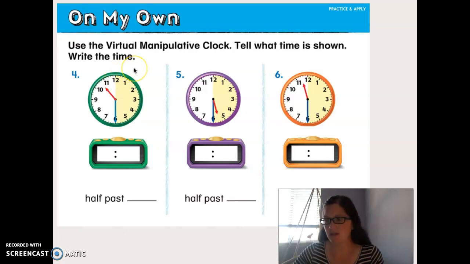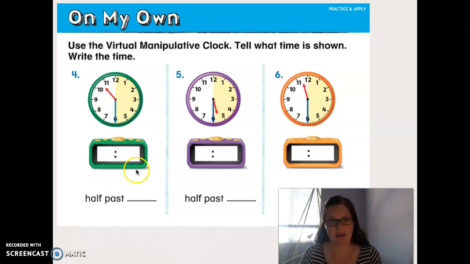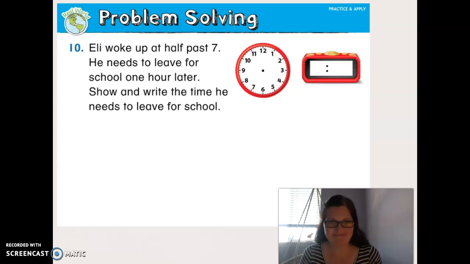So what you're going to use is, it says, use your manipulatives. You're going to use your little paper clock to show the time and then write it down here. Shouldn't take you too long. You're doing both on my own pages, so don't look too closely, I'll show you the answers. The problem solving as well.